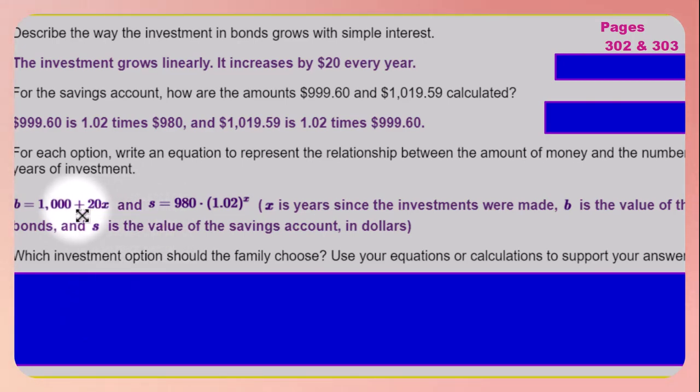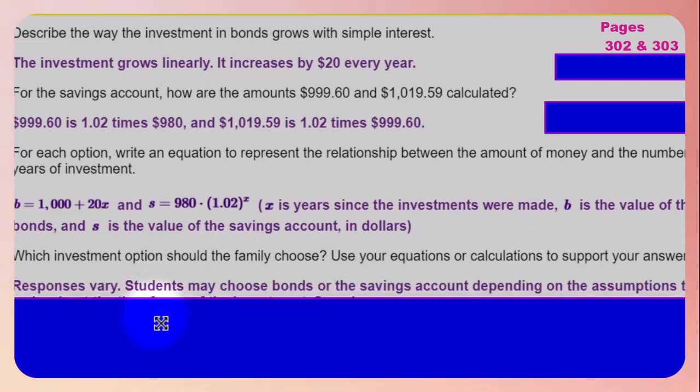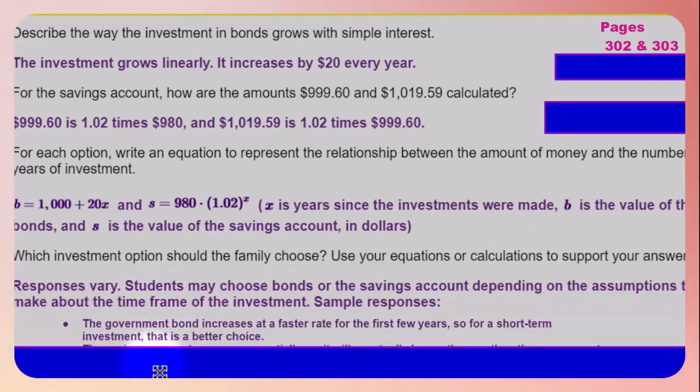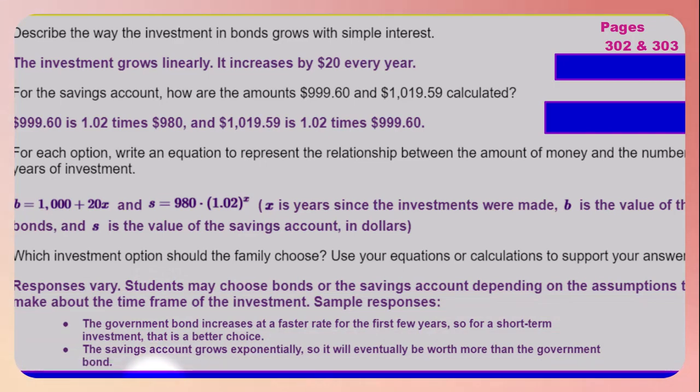Now put these in your calculator. Which investment option should the family choose? Use your equations or your calculations to support your answer. So just coming up with an answer is not enough. You have to explain. Now the responses can vary based on what you're looking at, but you really need to practice putting this in your calculator and practice answering.